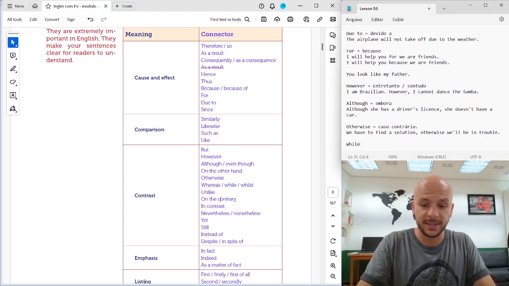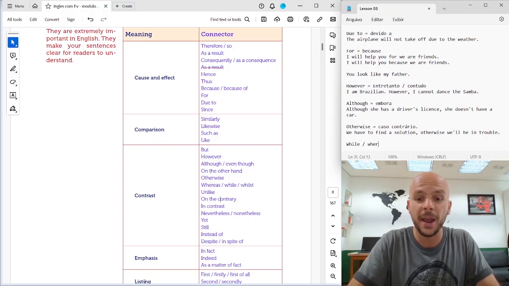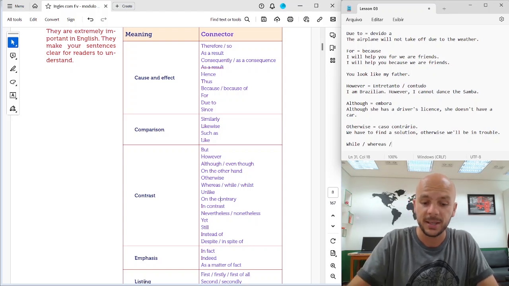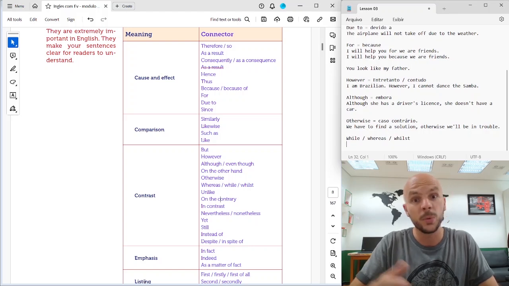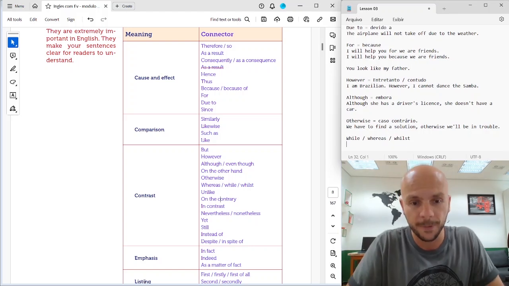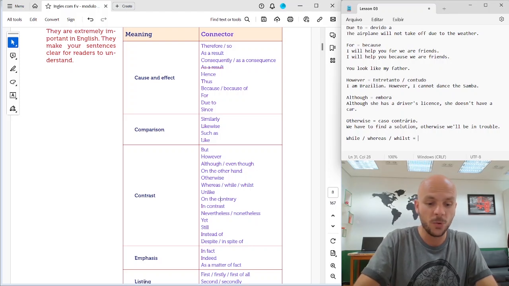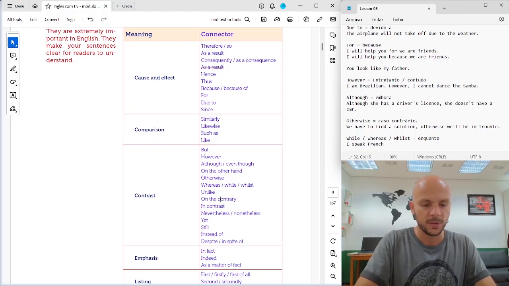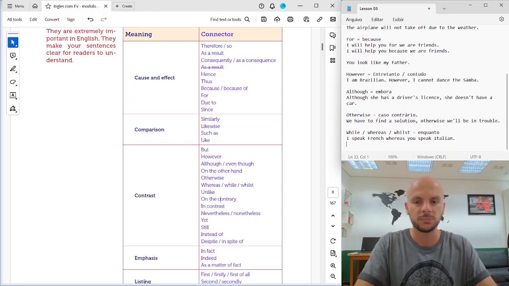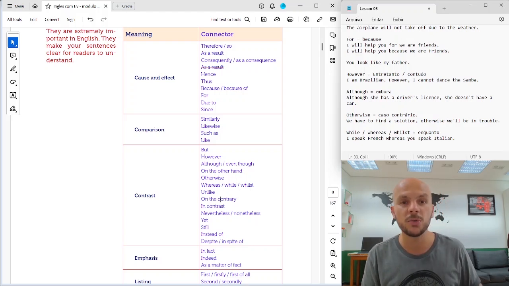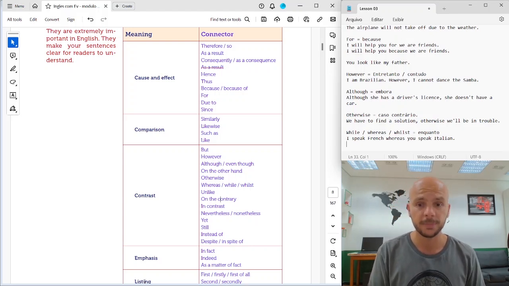While, whereas, and whilst, some people say whilst. It means enquanto. I speak French, whereas you speak Italian. I live in Belo Horizonte, whereas you live in Madrid.